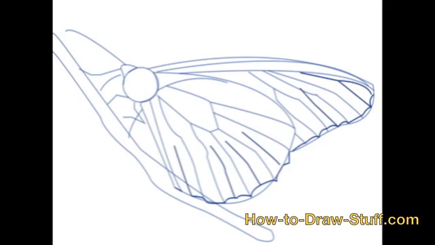Now add a few more segments to make the wings look even more realistic. You can also add some angles to the end of the wing to make the butterfly wing feel a little bit more organic.